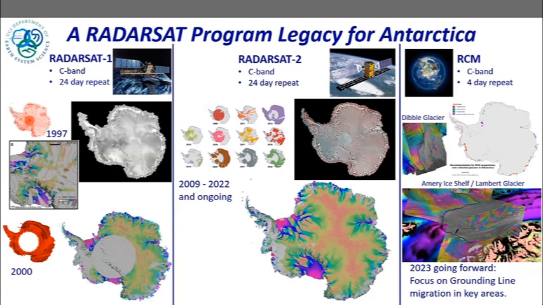And the future, the Canadian program, RADARSAT-2 is still active, and we still receive data. The next generation is RCM, the RADARSAT Constellation Mission. It's a short repeat, and short repeat is good for grounding line measurements. They didn't have any plans for acquisitions in the southern hemisphere, but we were fortunate that, with one of the Sentinels going down, ESA asked the Canadian Space Agency for help with acquisitions around Antarctica, and that opened the door for us.